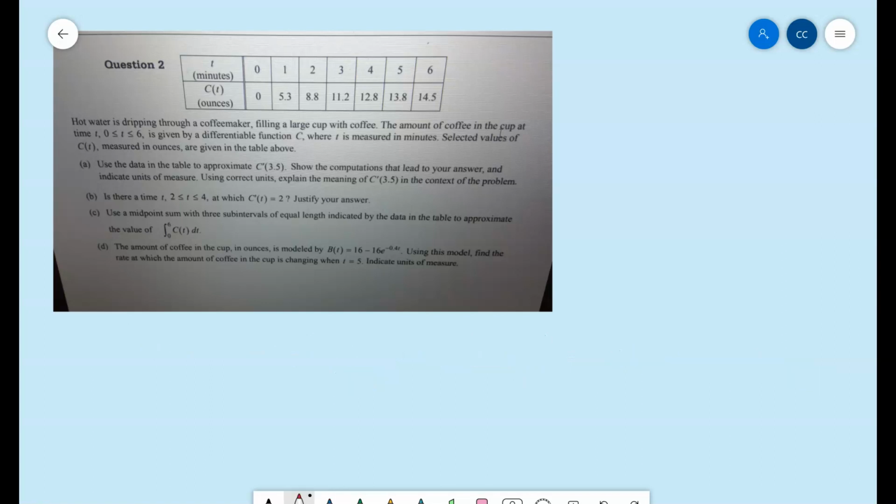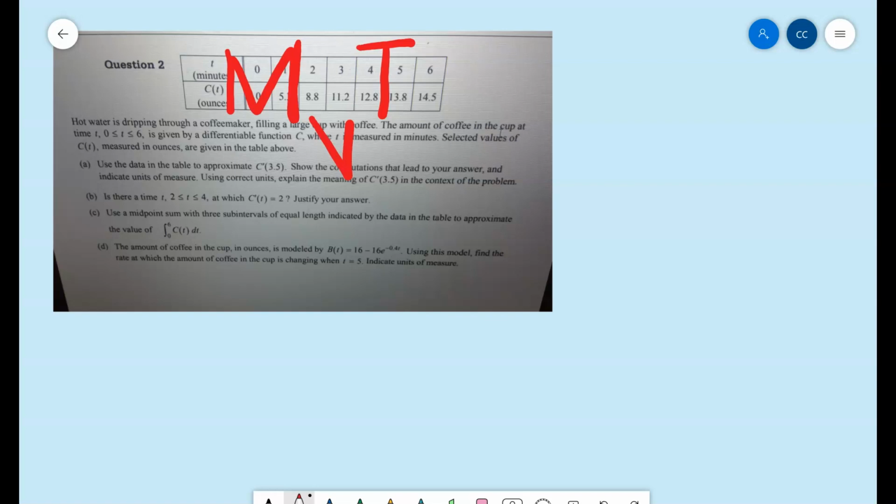Okay, part B. Is there a time, and now look, you have to be careful. This is a smaller interval. We are only talking about from 2 to 4. Is there a time from 2 to 4 at which the derivative equals 2? Okay, closed interval, derivative equal to a number. This is MVT, if I ever heard it. So, is there a time? Well, how do we determine that?